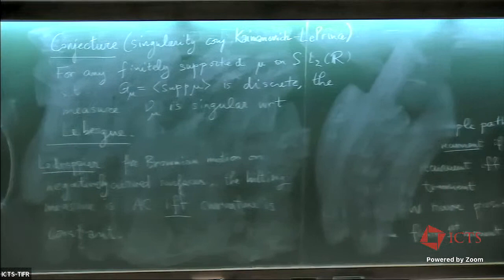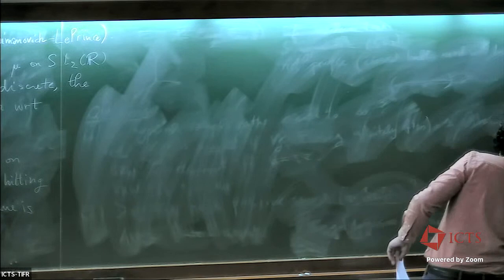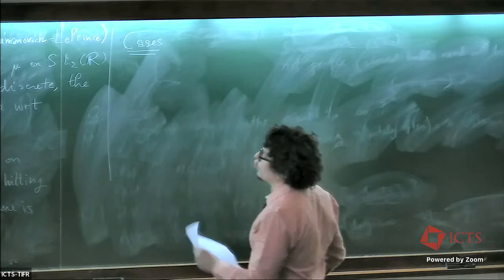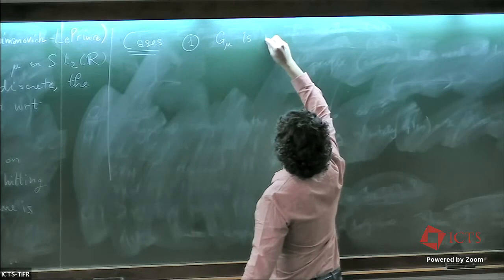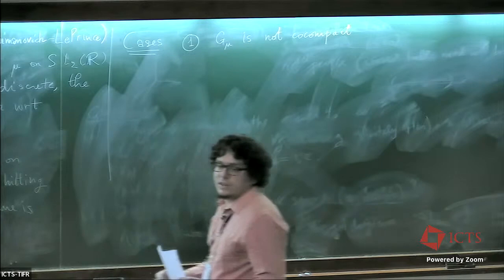So what is the status of the conjecture? There are two cases, because it depends on the group generated by the support. The one case is the group generated by the support is not co-compact. It has to be finite volume, because if it's infinite co-volume, then the limit set is too small. You could compare to the Patterson-Sullivan measure, which would also make sense.